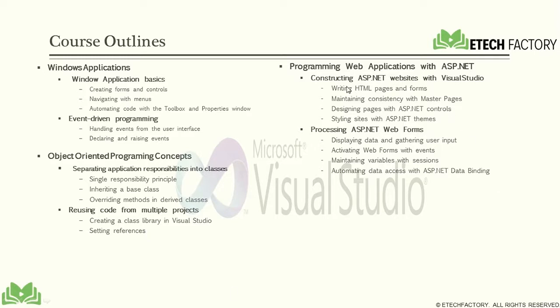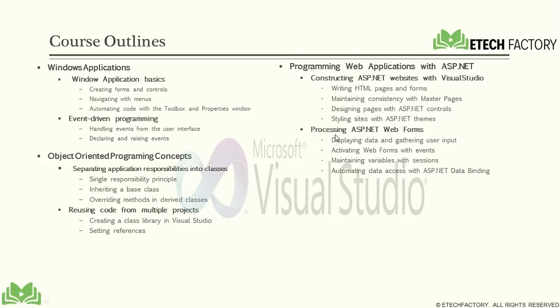The next chapter is programming web applications with ASP.NET. In this, we are learning how to construct ASP.NET websites with Visual Studio. So how to write the HTML pages and the forms, maintaining consistency with the master pages, designing pages with the ASP.NET controls like buttons, text boxes, drop-down menus, list boxes, etc. Then how to use the CSS, that is styling sites with the ASP.NET tips.